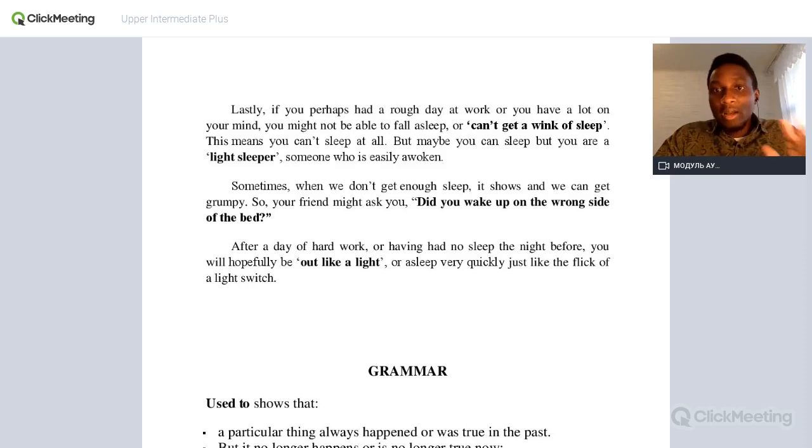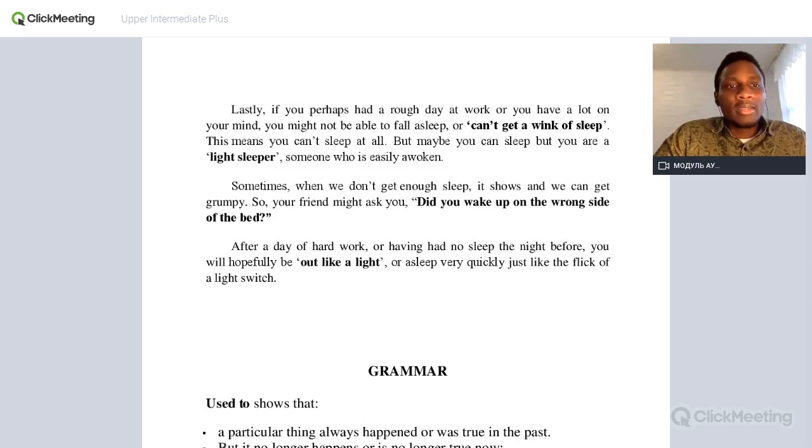And then when we don't get enough sleep and you wake up, we can get grumpy. Grumpy means you're not in a good mood. Grumpy means you're irritable, so you can shout at someone when they do something you don't like. You become really annoyed or angry about any little thing. And then people say, "Did you wake up on the wrong side of the bed?"